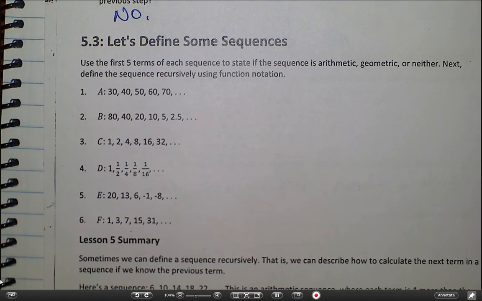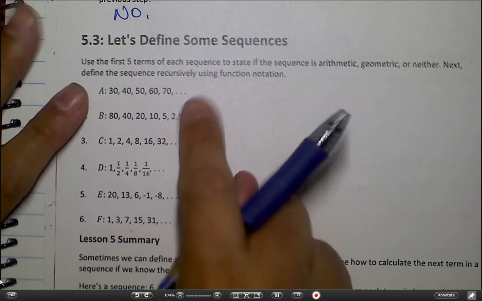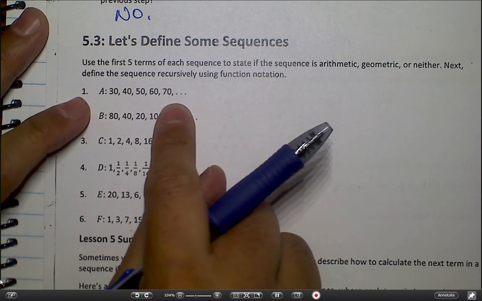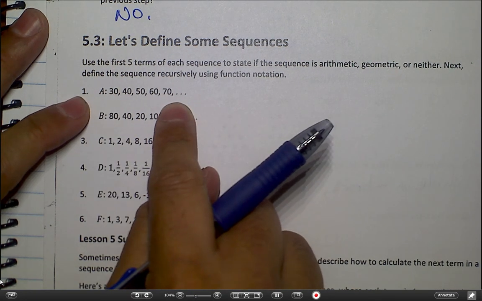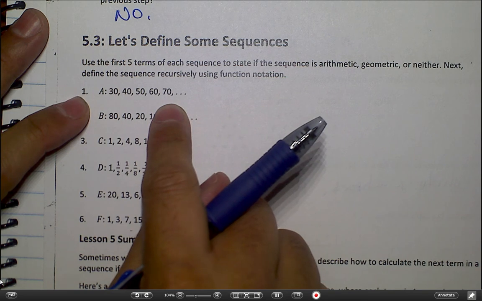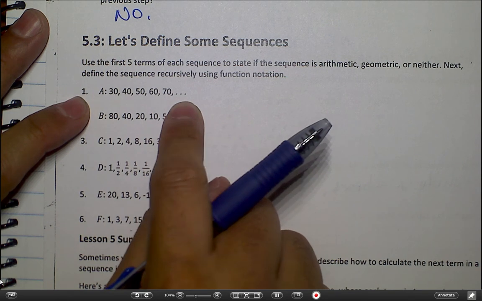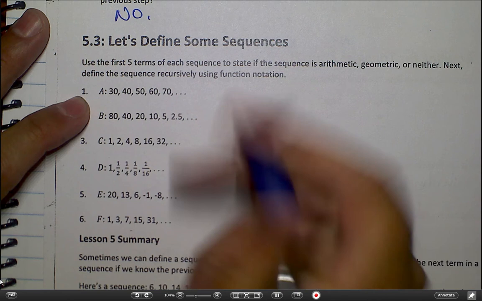So we're going to use the first 5 terms in the sequence to see if it's arithmetic, geometric, or neither. Next, define the sequence recursively using the function notation. So now, this function notation is going to be new. It's similar to what we've done. All right, so this one right here, we did this exact same one recently. Is this going to be arithmetic or geometric? Okay, it is going to be arithmetic.